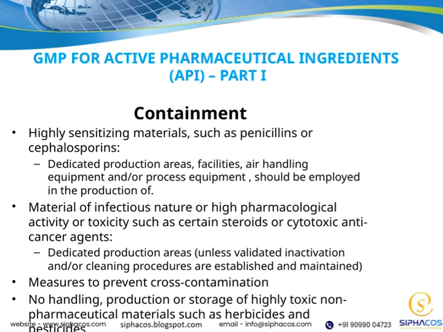We should use dedicated production areas for these substances unless we have validated inactivation or cleaning procedures in place that ensure safety and cleanliness. Preventing cross-contamination is a key focus here. That means implementing measures to make sure these hazardous materials don't mix with other products or materials during production, handling, or storage. And it's equally important to emphasize that we should not handle, produce, or store highly toxic non-pharmaceutical materials, like herbicides or pesticides, in these pharmaceutical environments.